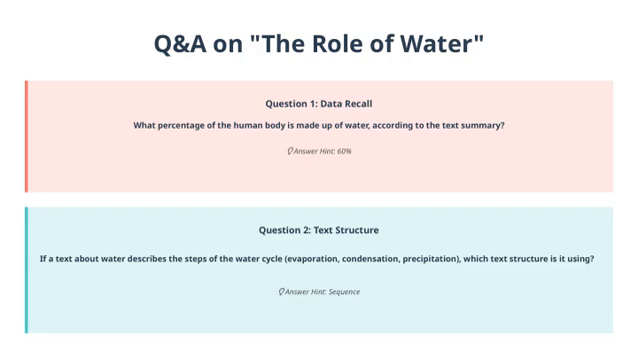All right, let's review some key points from our discussion on water. First, regarding the human body, do you recall what percentage is made up of water? That's right, about 60%. This highlights just how vital water is to our biological functions and overall health.